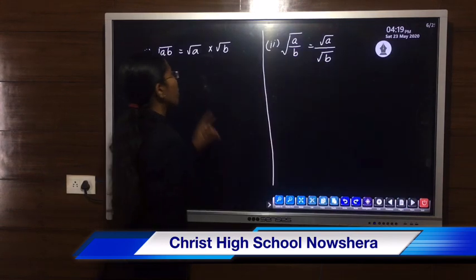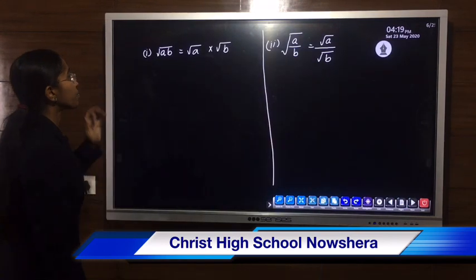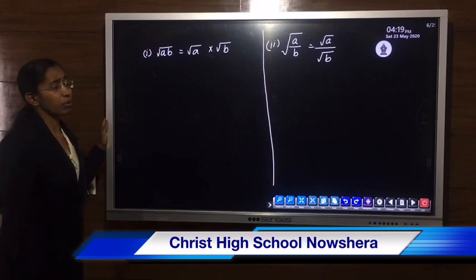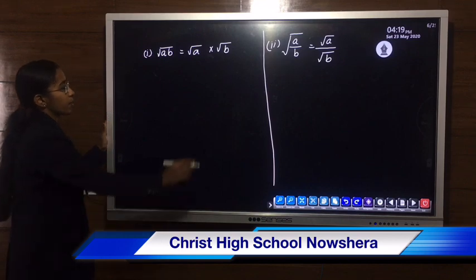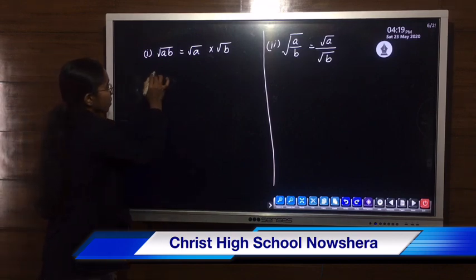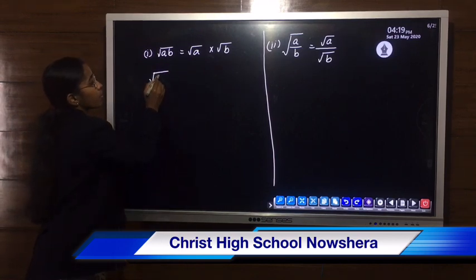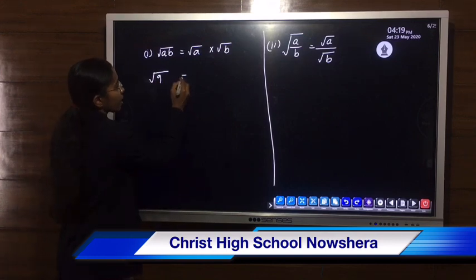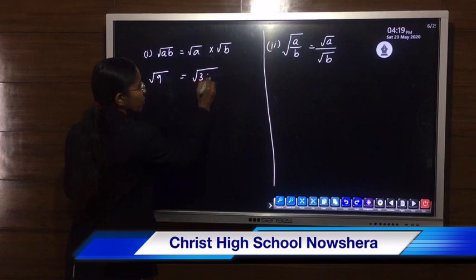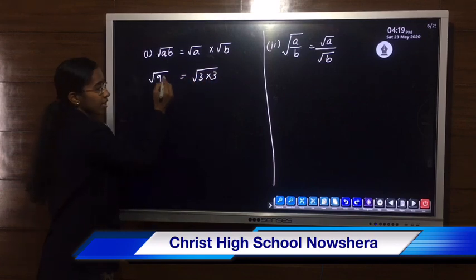So here this is our first equation, root ab equal to root a into root b. Just check with one example. Suppose I am writing root 9. So this root 9 I can write like this, root of 3 into 3, because 3 into 3 is 9.